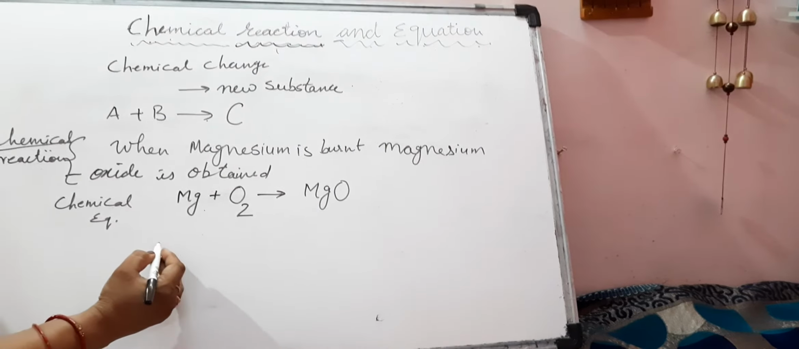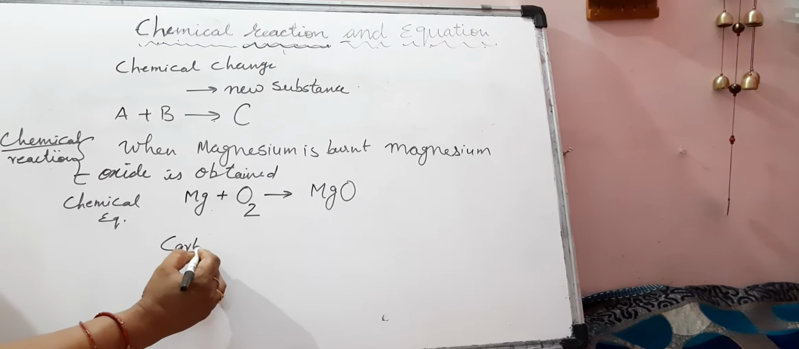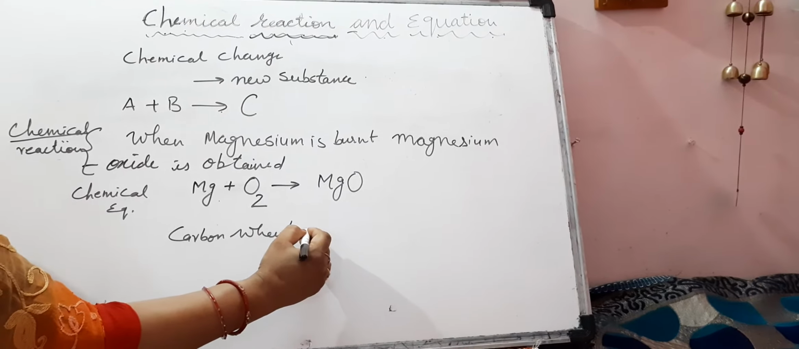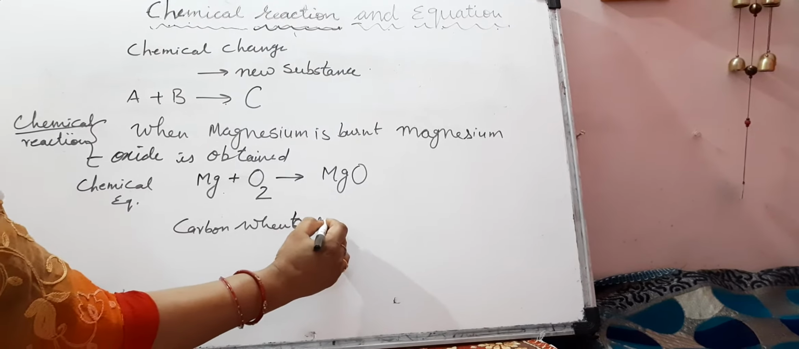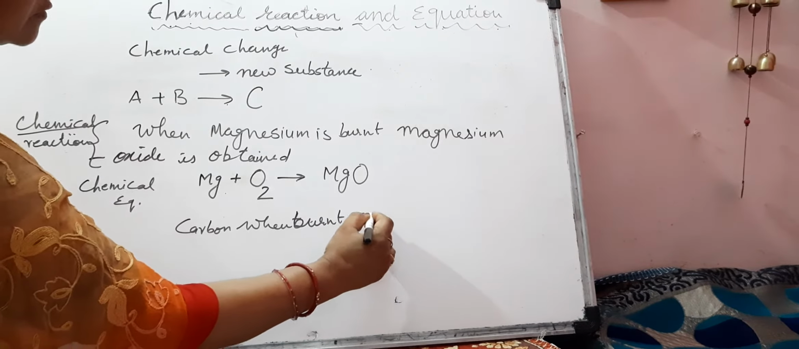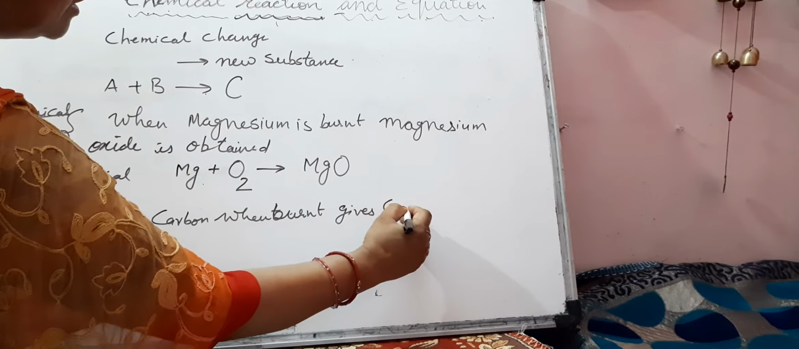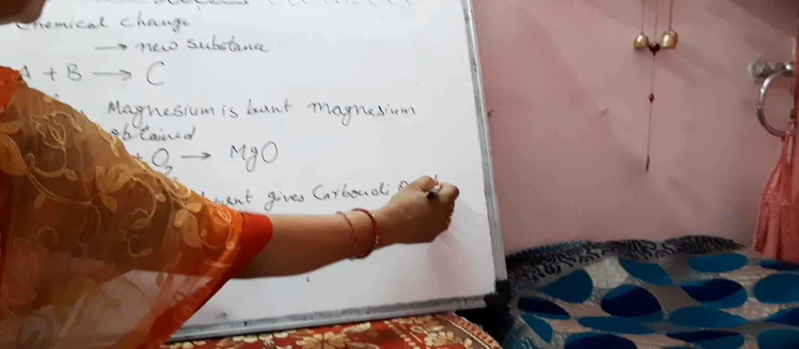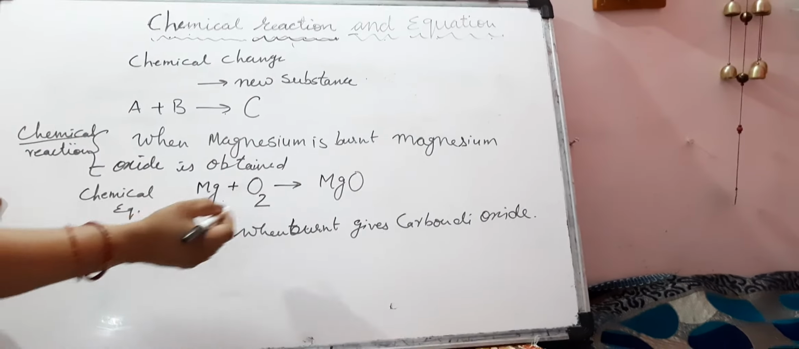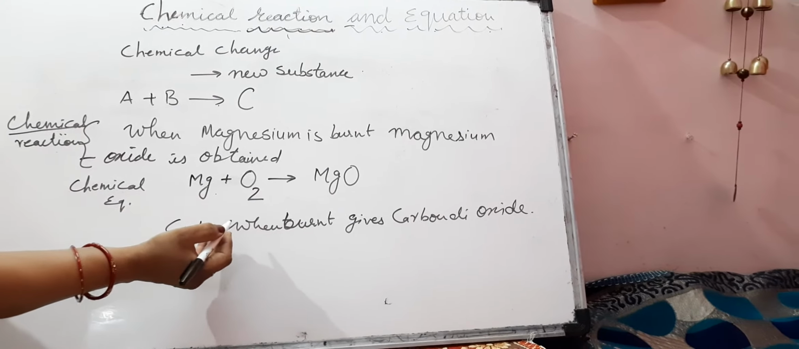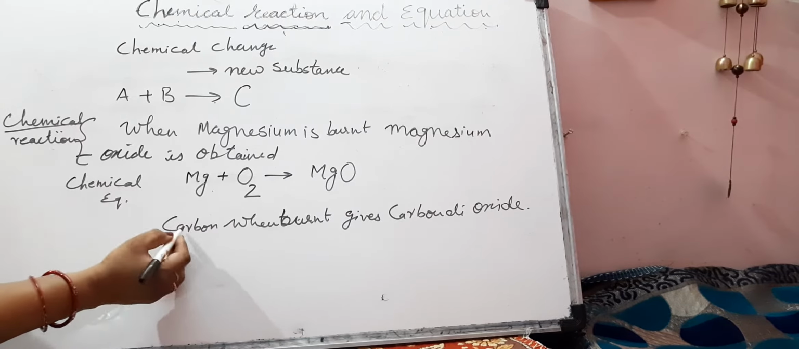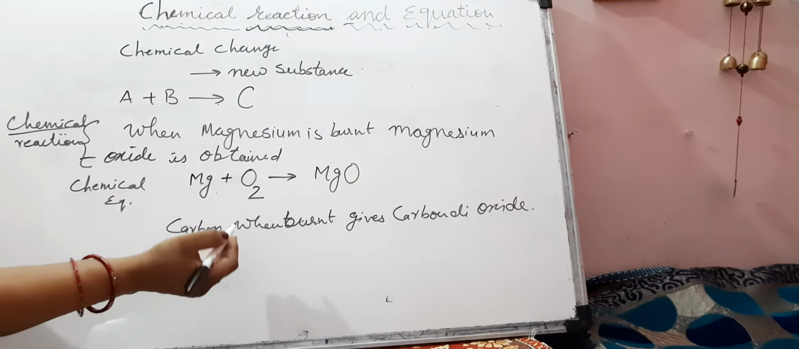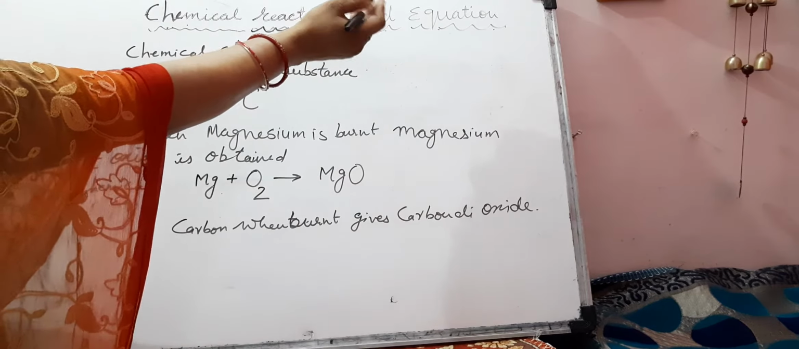Like if I am saying carbon when burnt gives carbon dioxide. Again, this is a statement. If we want to write short form of this statement in terms of symbols and formulas, that becomes chemical equation.